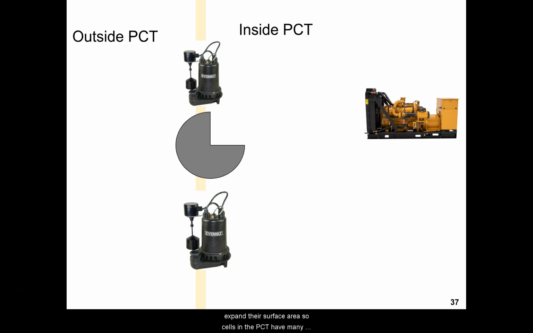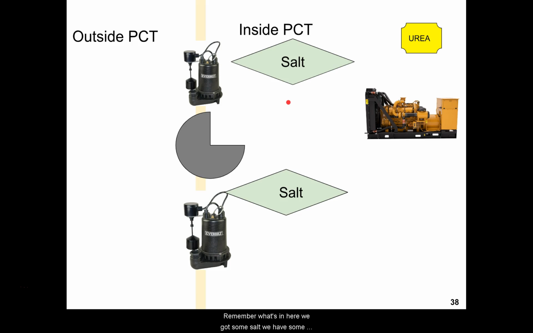So cells in the PCT have many, many microvilli to expand their surface area, and they also have lots of mitochondria because they need energy to push all these cells against the concentration gradient. So remember what's in here. We've got some salt and we have some urea. We also have some glucose, which we'll deal with later.